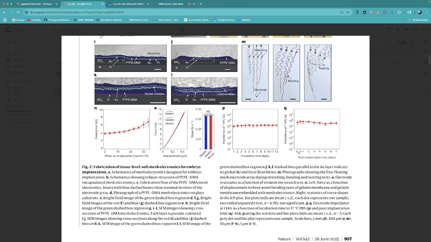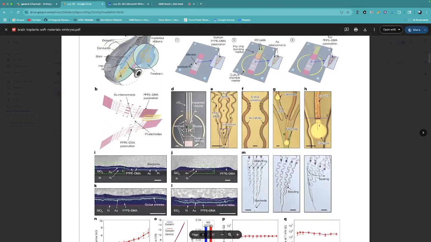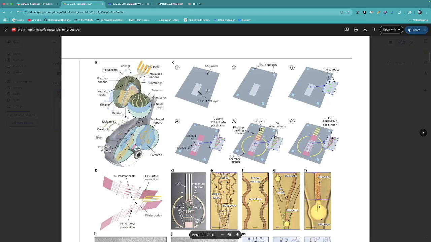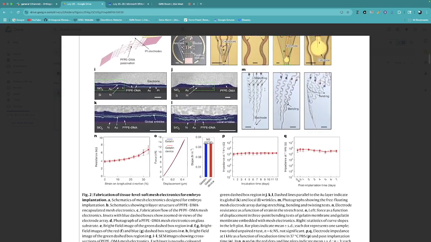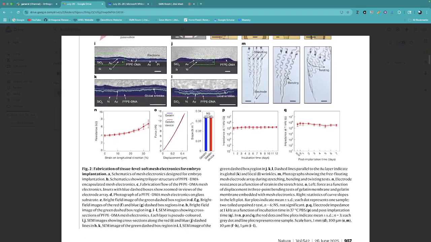So if you're moving with the neural tissue or the embryonic tissue, you have to have a lot of flexible properties to the material. As you can see, it's a composite material. It's made to be flexible, but it's not as flexible as the tissue. So it has to be able to bend and withstand a lot of stresses and strains. So the electrode can stretch, bend, and twist, and they did this testing before the implant so that they knew it wouldn't break apart as the embryo is making its movements.